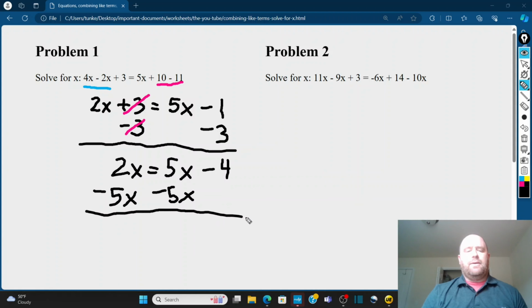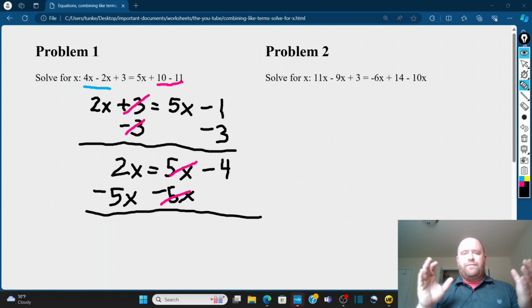Okay. On the right-hand side, these are going to cancel. On the left-hand side, well, 2x, if we add it to a negative 5x, we're adding numbers with different signs. To do that, let's just ignore the x's for a moment. When we add numbers that have different signs, we take the number that is further away from 0 on the number line and subtract the number that is closer to 0 on the number line.